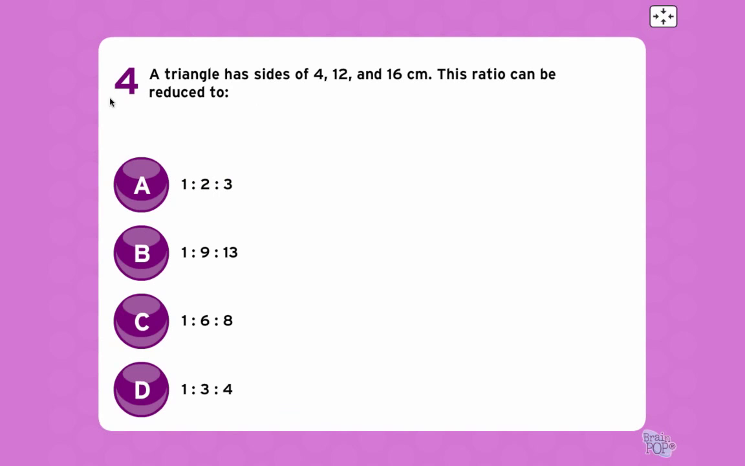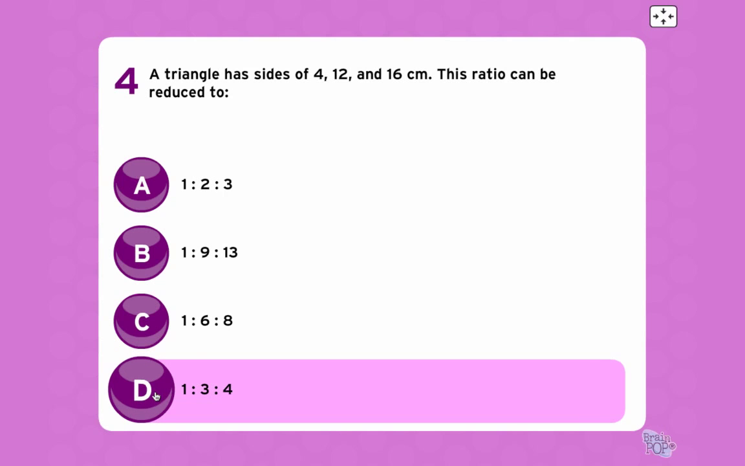Good. A triangle has sides of 4, 12, and 16. This ratio can be reduced to, so divide all of those numbers by 4. A triangle has sides of 4, 12, and 16. The ratio can be reduced to, so if I divide by 4, I get 1. 12 by 4, I get 3. And then 16 by 4, I'd get 4. So the proportions can be reduced to 1 to 3 to 4.